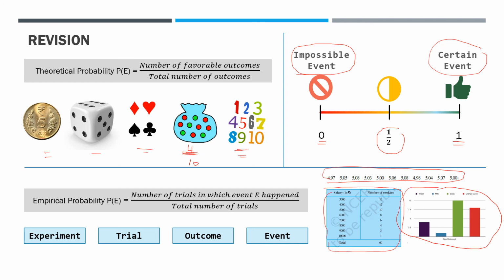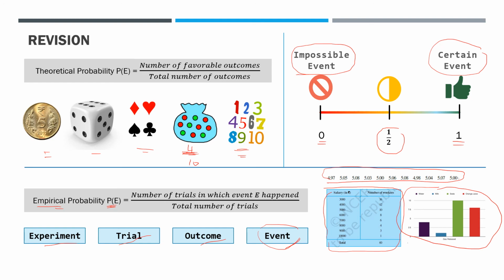So empirical probability is about taking such data and being able to calculate the empirical probability. And the formula for this is number of trials in which the event E has happened, because we are calculating the probability of E, over total number of trials. That is the empirical probability formula. And I want to quickly refresh your memory that we've discussed these 4 terms related to empirical probability: an experiment, a trial, an outcome, and an event. Event is what we usually calculate probability for.